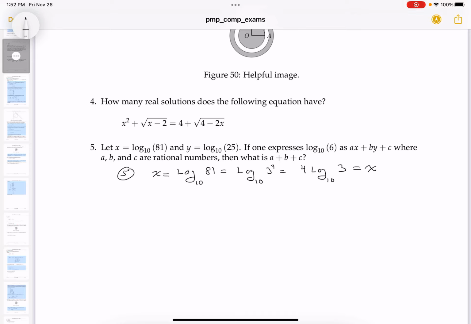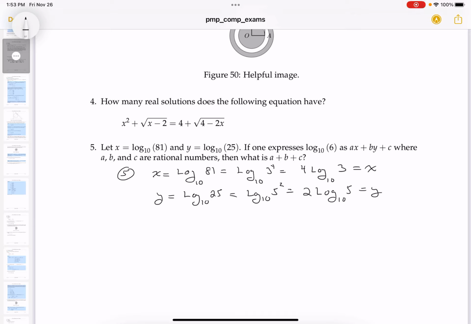All right, let's do the other one, y. And what's y going to be equal to? Log base 10 of 25. And that's the same thing as log base 10 of 5 squared. And that's the same thing as 2 times log base 10 of 5, and that equals y. I'm just writing down possibilities.